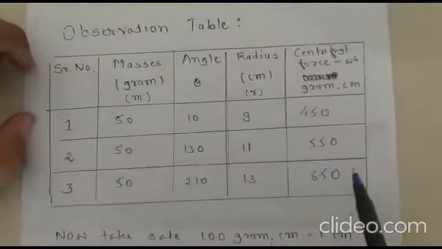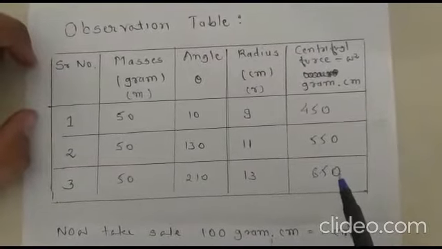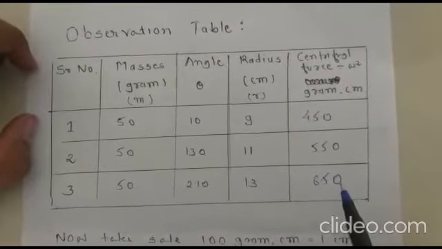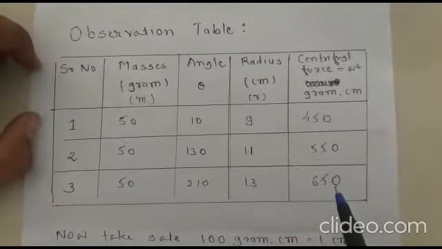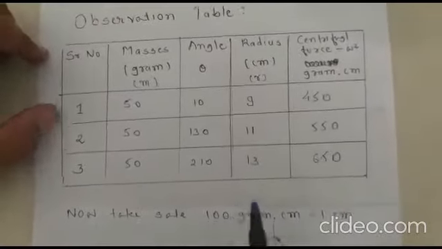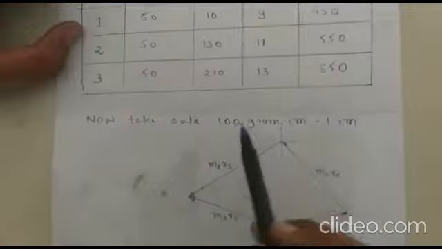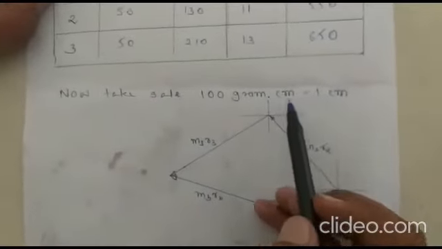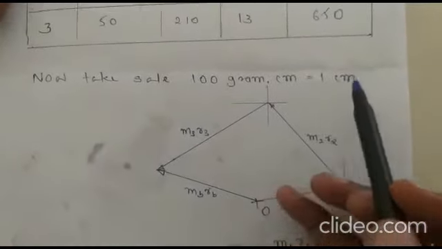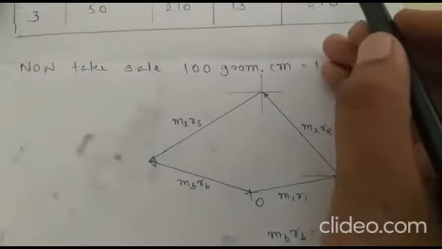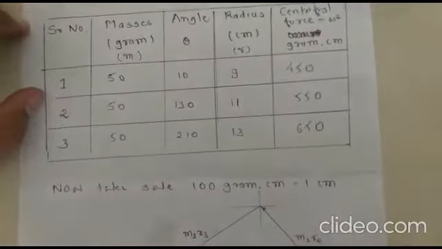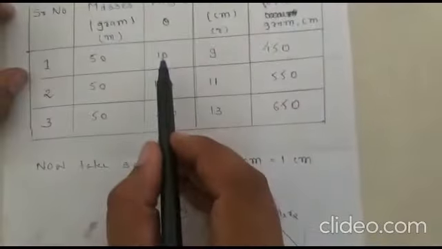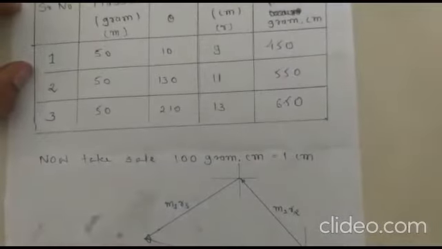Now we have to draw the force polygon. So we will find the resultant force, and once we get the resultant force, we will find the balancing mass. For this, you take a scale: 100 gram-centimeter equals 1 centimeter. Now your first component is 450 gram-centimeter. The first vector is at angle 10 degree. So here I am drawing my first vector.